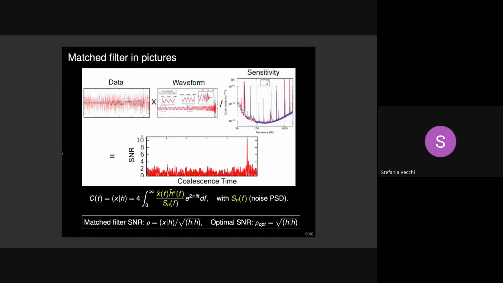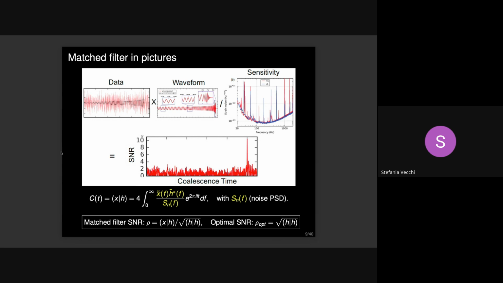So the matched filter basically is something like that. Basically, with the data, there is a very faint signal hidden here. We have our best waveform prescription, the theoretical prescription from the theory guys, and they give us the template.